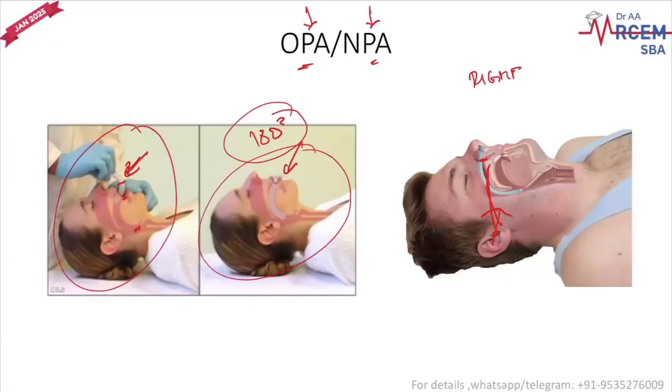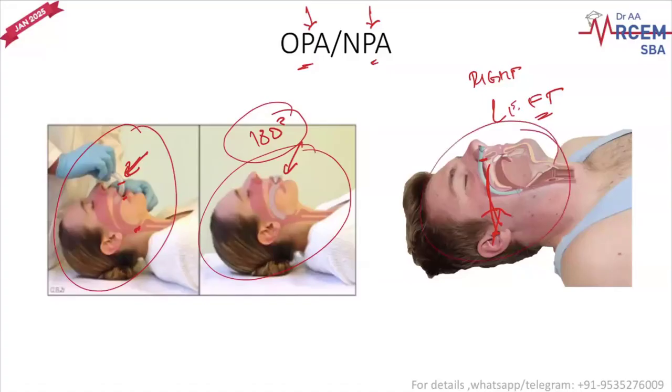Before inserting, it is advised that you use some jelly. It can be KY jelly or it can be lidocaine. It's just to lubricate what you're doing. If you're not able to place it in the right nostril because, for example, there is a deviated nasal septum, then you can try to place it in the left nostril also.